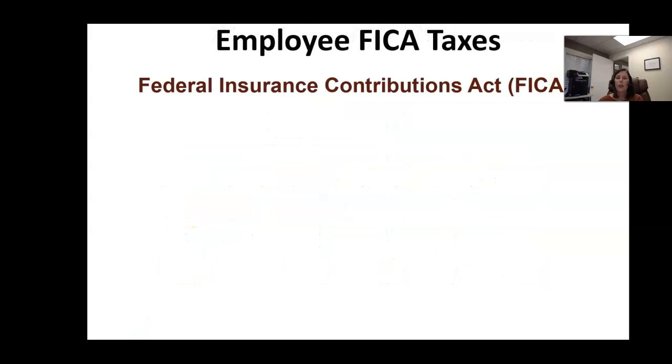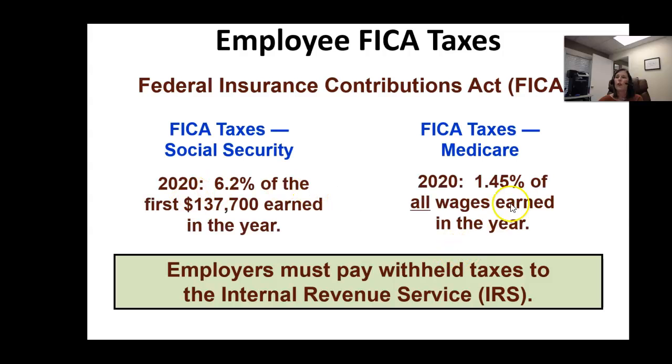So as I mentioned on the prior slide, FICA is broken down into two distinct taxes, Social Security and Medicare. The Social Security percentage remains the same and has for many years, but the limit for wages that Social Security is paid against changes every year. So what I happen to have in here is the 2020.